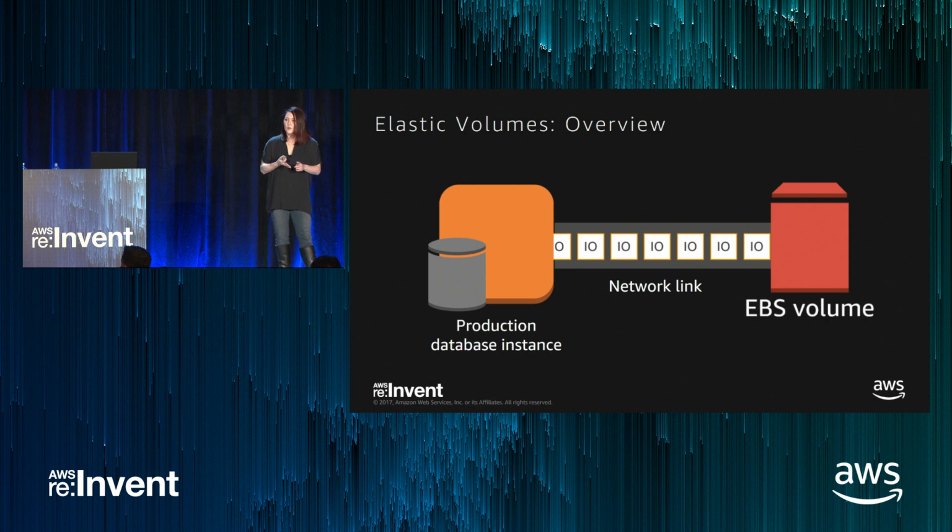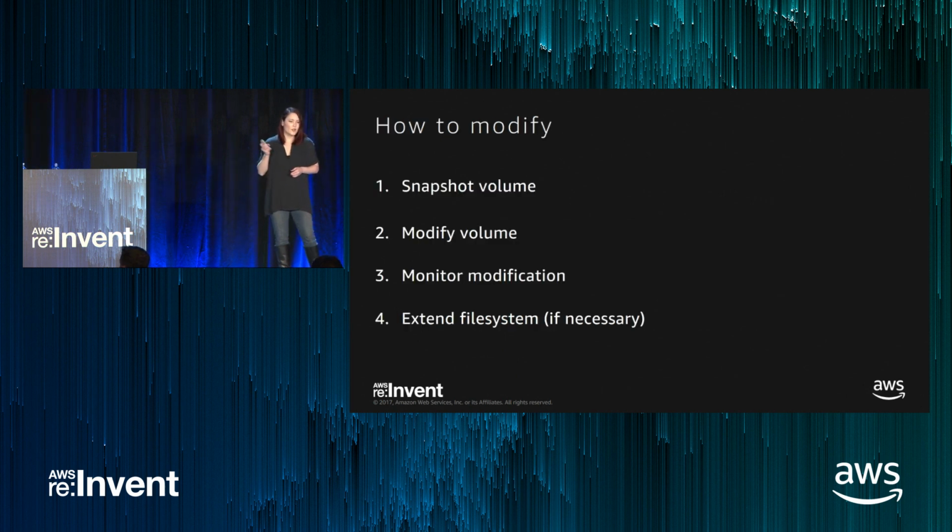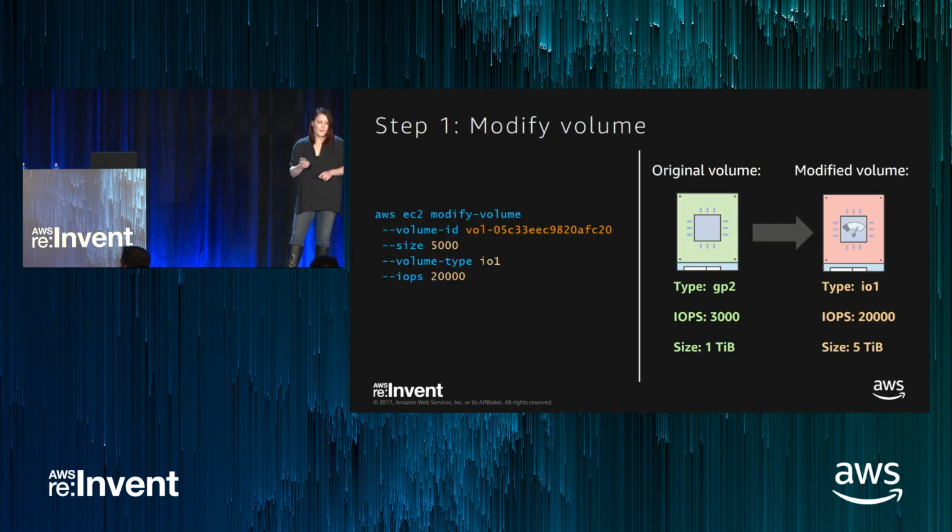And then there's a big cost savings benefit because you no longer have to over-provision your storage because you don't want to take downtime when you grow it, or provision your provisioned IOPS for peak. You can just scale your IOPS up and down however you need. I'm going to go through a quick example of how to modify a volume. Before you touch anything, we recommend that you first back up your volume, but then you just modify it, monitor the modification, and then extend your file system if you are increasing volume size.